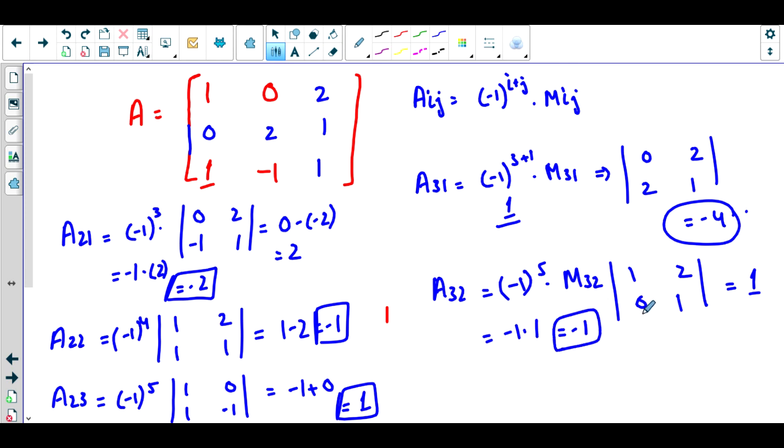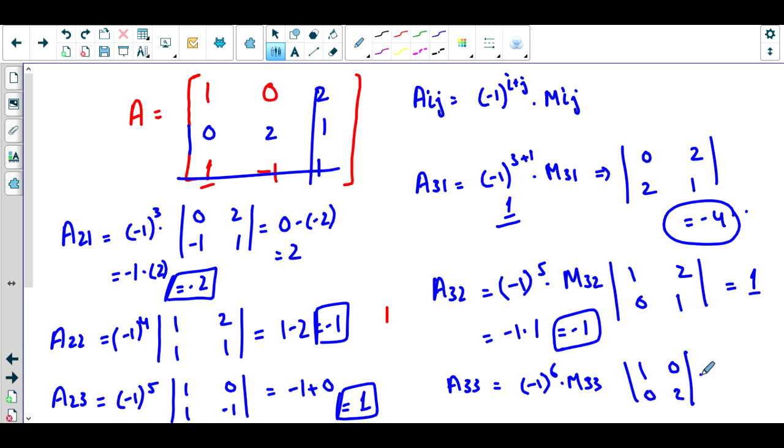Now we are with the last one, A33. It's minus 1 power 6 into M33. So third row and third column gone. We are left with 1, 0, 0, 2. 1 2s are 2. It's even power, so the answer will be 2. So we got all the cofactors.